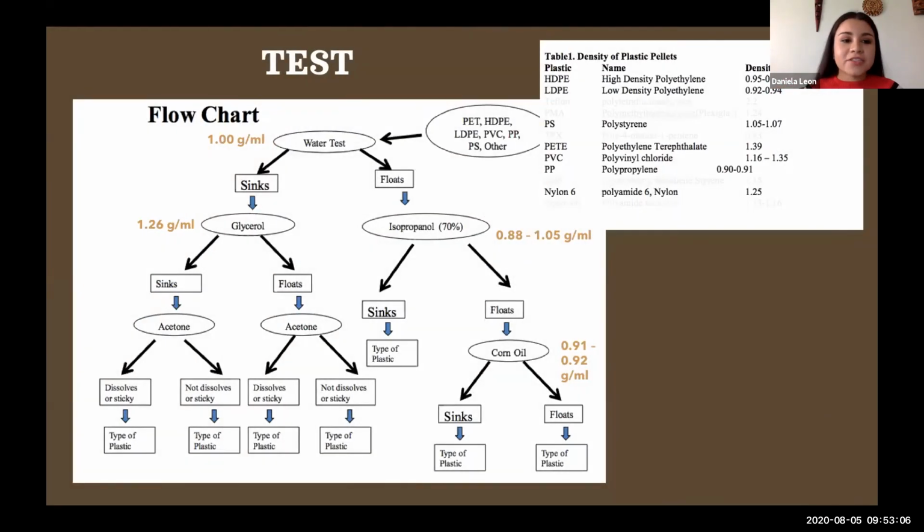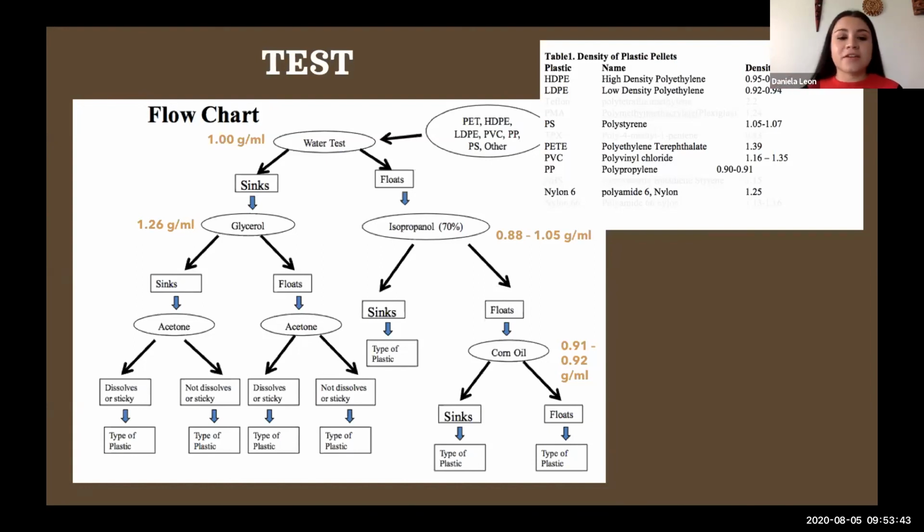Here I have attached the flow chart that we will be using for our lab experiment. I have also placed the picture of the densities for the 6 different types of resins and the 7th one, which in this case will be nylon. As you can see, we have both high and low density polyethylene, polystyrene, polyethylene terephthalate, polyvinyl chloride, polypropylene, and nylon. I have also labeled the different densities for our physical properties test.